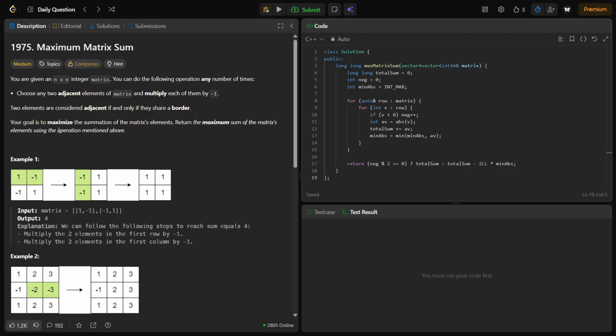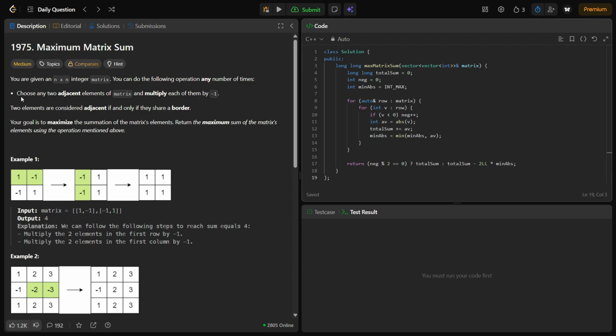So our goal is to maximize the sum. We can do this operation any number of times, so we need to return the maximum sum that we can generate from the matrix. I hope the question is clear. It is pretty straightforward that there will be some negative numbers, some positive numbers. If there are negative numbers, we can multiply them by -1, but we need to choose which to select. We cannot just pick one, we need to pick a pair of two adjacent elements. So I hope the question is clear to you all.